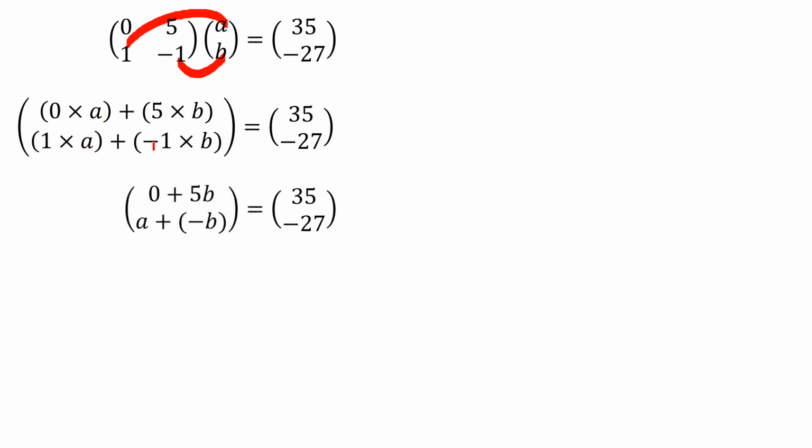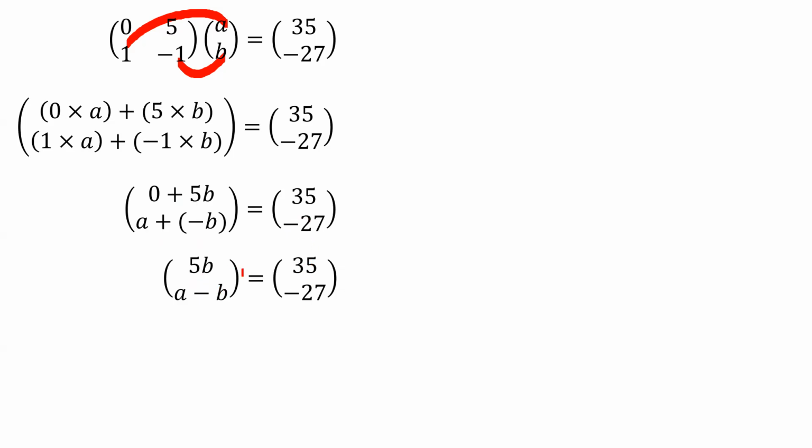So we have 0 times A, which is 0. 5 times B, which is 5B. 1 times A, which is A. And -1 times B, which is -B. And we just bring down this matrix and bring down this matrix with the equal sign. Now, what is 0 plus 5B? Well, 0 plus 5B is just going to be 5B. A positive times a negative is going to be a negative. So this is just A minus B. That's why you have this here. And we just bring down this matrix.